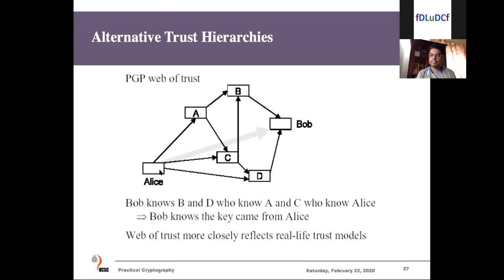I have a friend, and he has another friend. Since B is my friend, A is B's friend, and Alice is A's friend, Alice may be my friend. Something like that, right? It's a social trust structure.